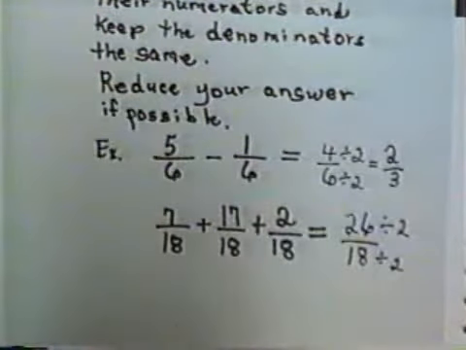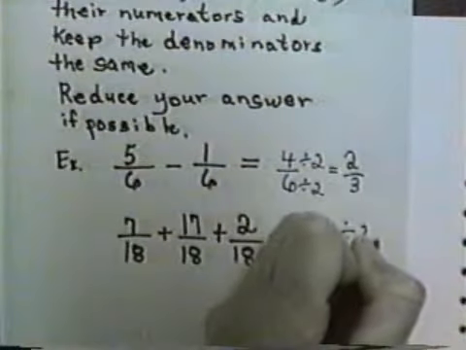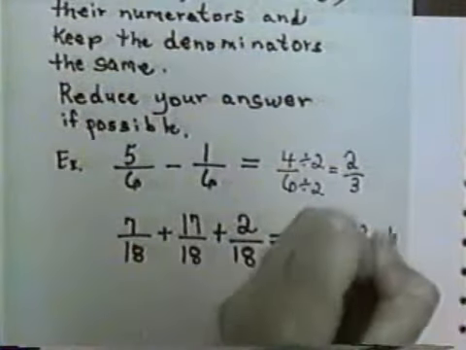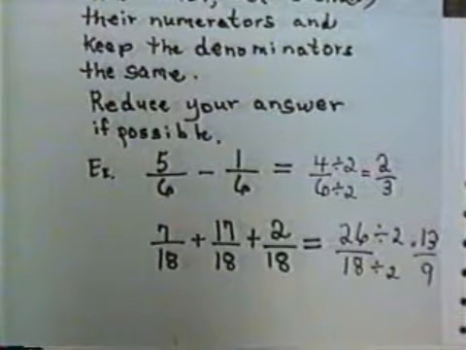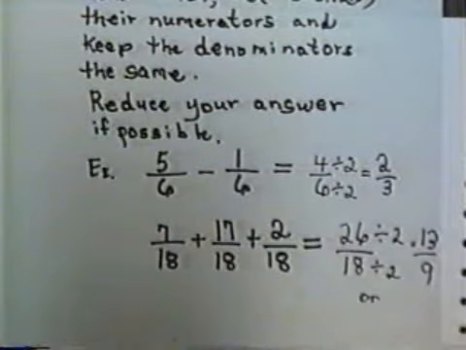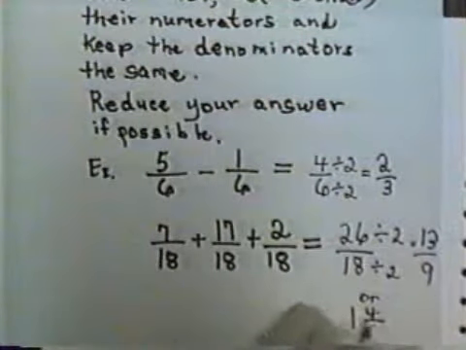And you can see that would give me 13 ninths. Now that 13 ninths could be left like that, and that would be fine for our answer. Or we could divide 9 into 13 and say our answer was 1 4/9.